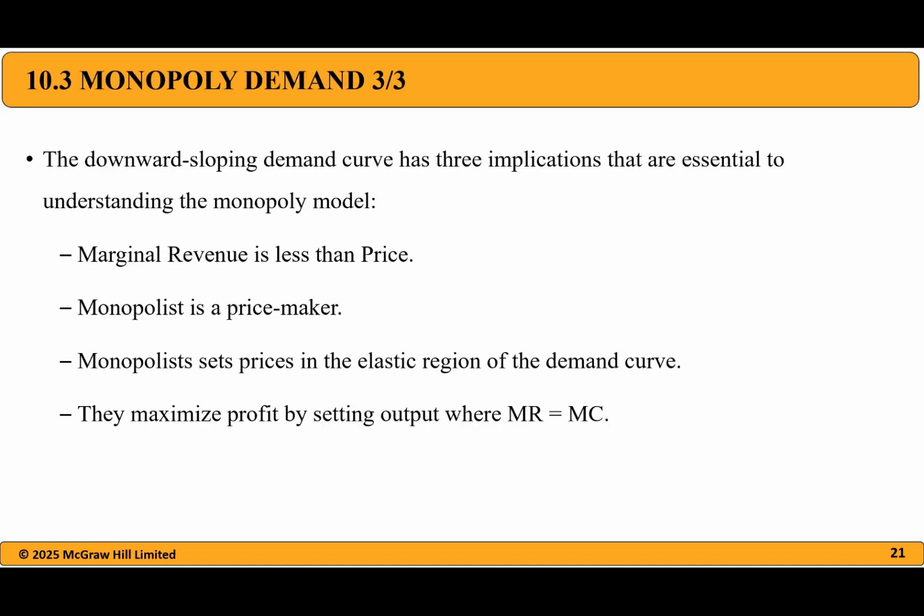So here is some key information that we need to address here. Marginal revenue is less than the price. Monopolist is a price maker. Monopolist sets prices in the elastic region of the demand curve. We will see this shortly. They maximize profit by setting output where marginal revenue is equal to marginal cost.